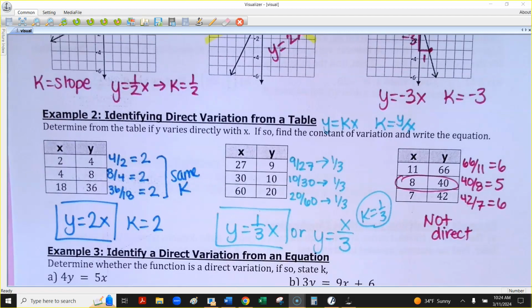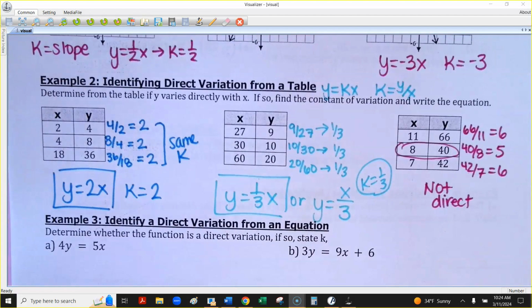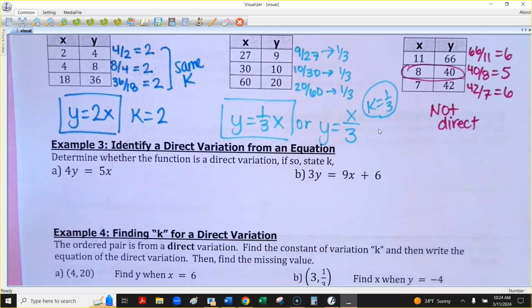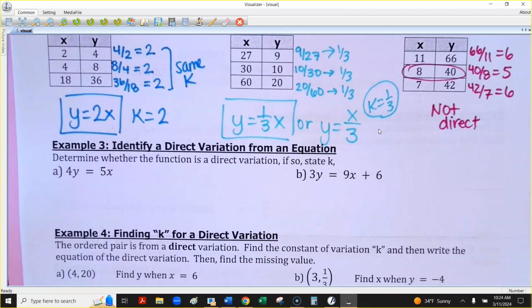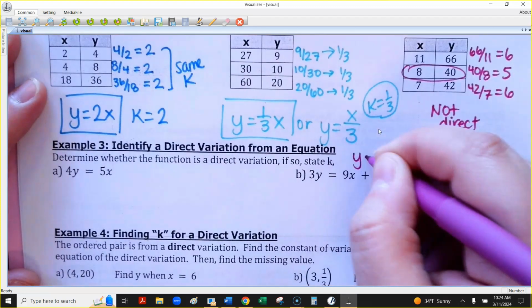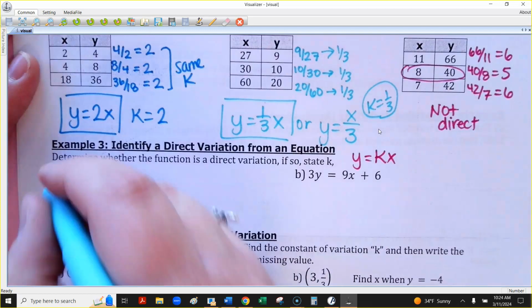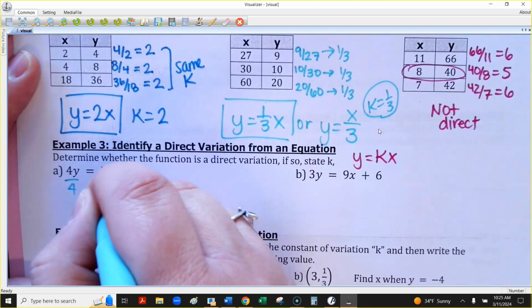So we got a graph, we got a table. All right, now, from an equation, and you might be able to tell this really quickly, it says determine whether the function is a direct variation. So if it's a direct variation, I have to be able to write it in this format, k times x. So easiest thing I can tell you to do if you're trying to figure this out, let's just get y by itself on one side. So I'd divide by 4 there real quick.